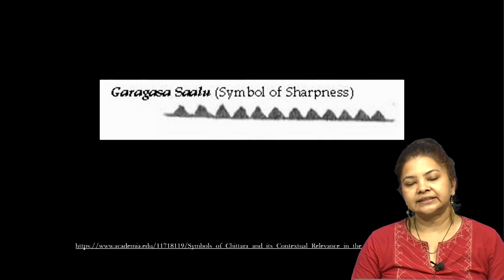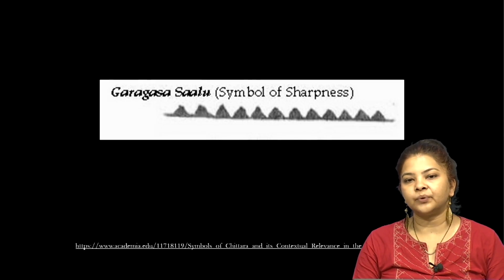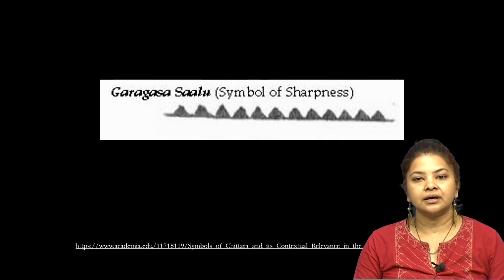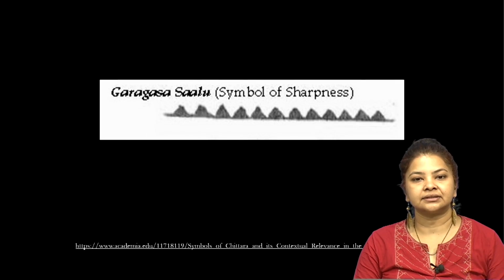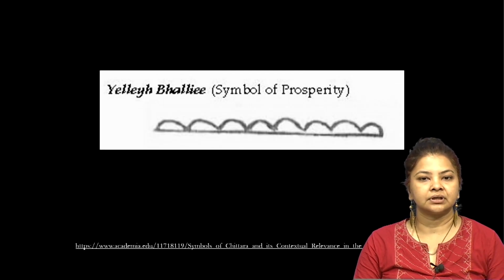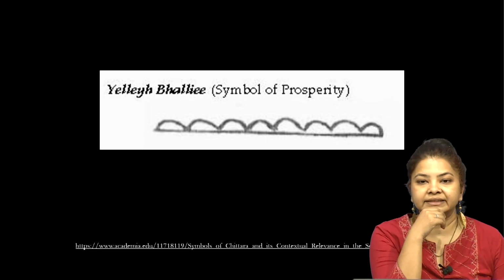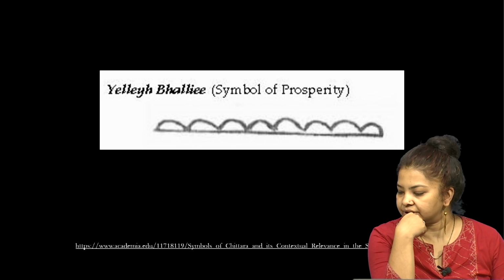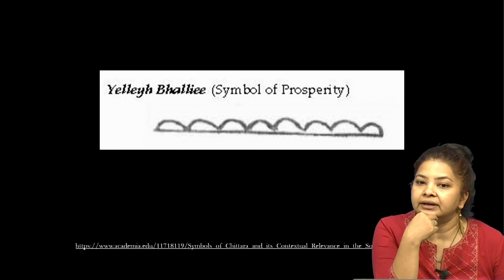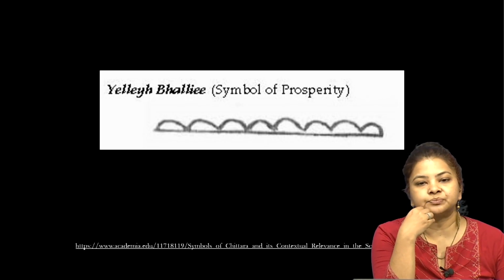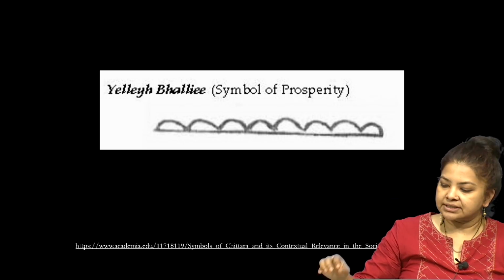This represents a saw which is used to cut bamboo. It symbolizes sharpness. It is said that you have to be sharp in your attitude towards life in order to succeed. This actually symbolizes the betel leaf, which has medicinal value, and it is also had after having a meal, which helps in absorption of the food. So, this symbolizes prosperity. This is the betel leaf actually.